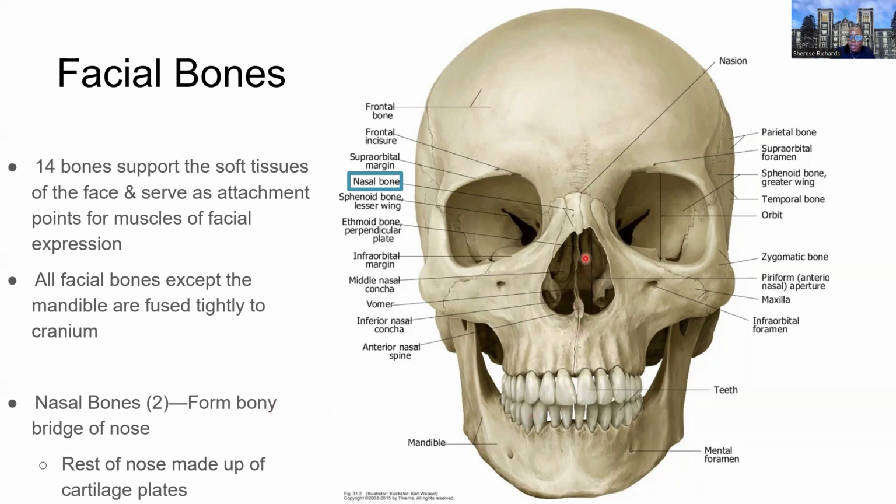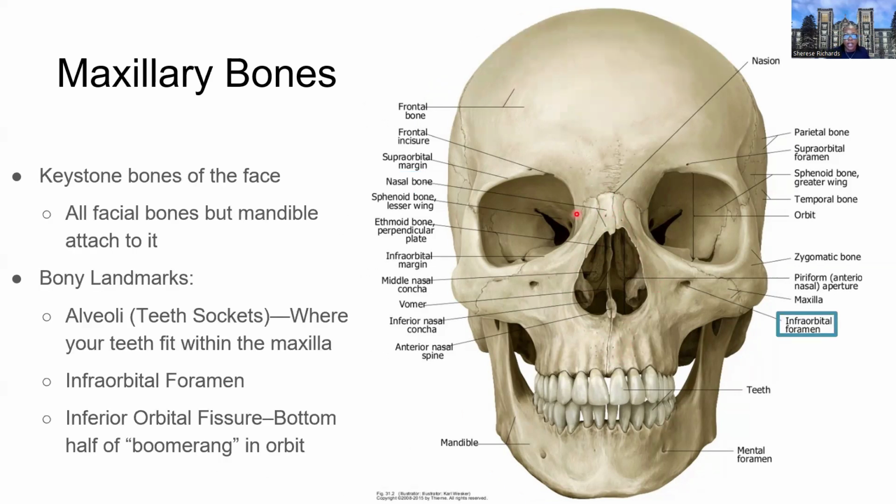The nasal bones are going to be projecting to form the bridge of the nose. So these are our first pair of facial bones. These are together forming only the bridge. The rest of the nose is actually formed by cartilage, connective tissue, and mucous membranes that project out from the face. But the bridge is formed by the paired nasal bones.